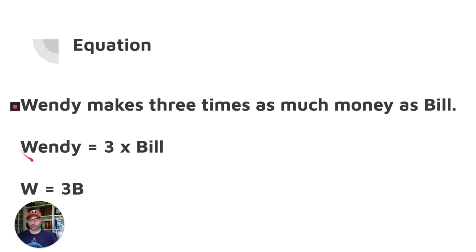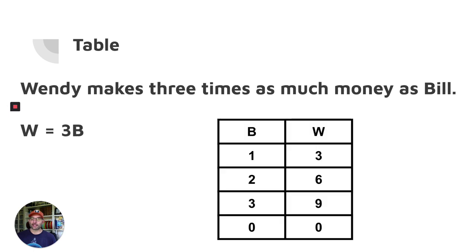So this is the same as this. Wendy equals 3 times Bill. Got it? So that's how you do it as an equation. That's easy, right? You could do that. So let's look at the same thing as a table.